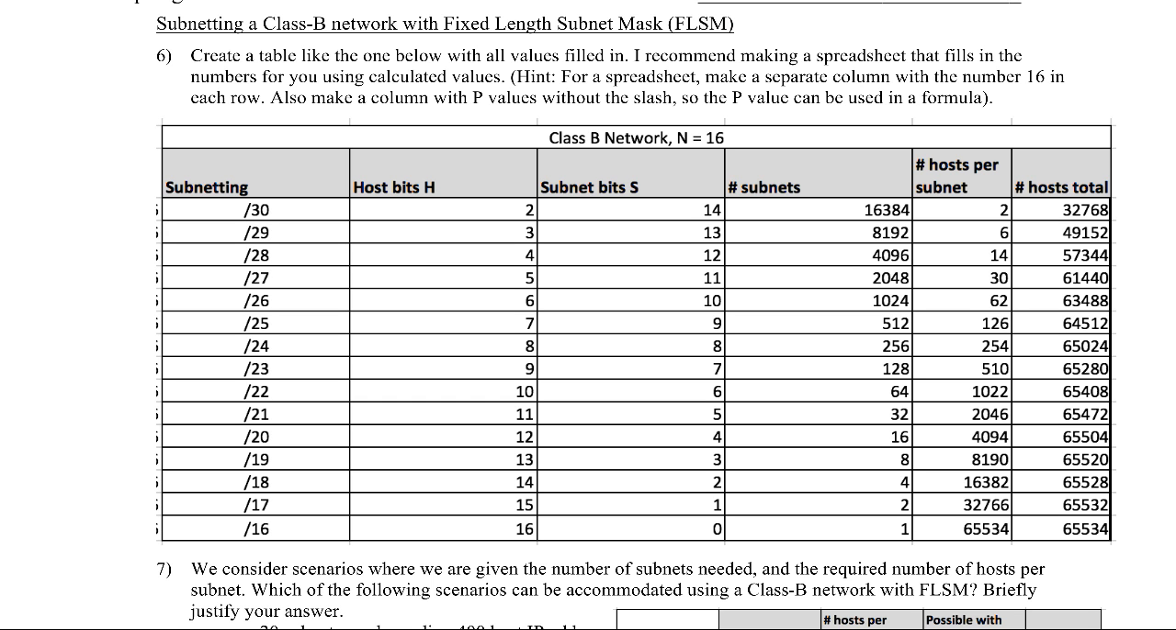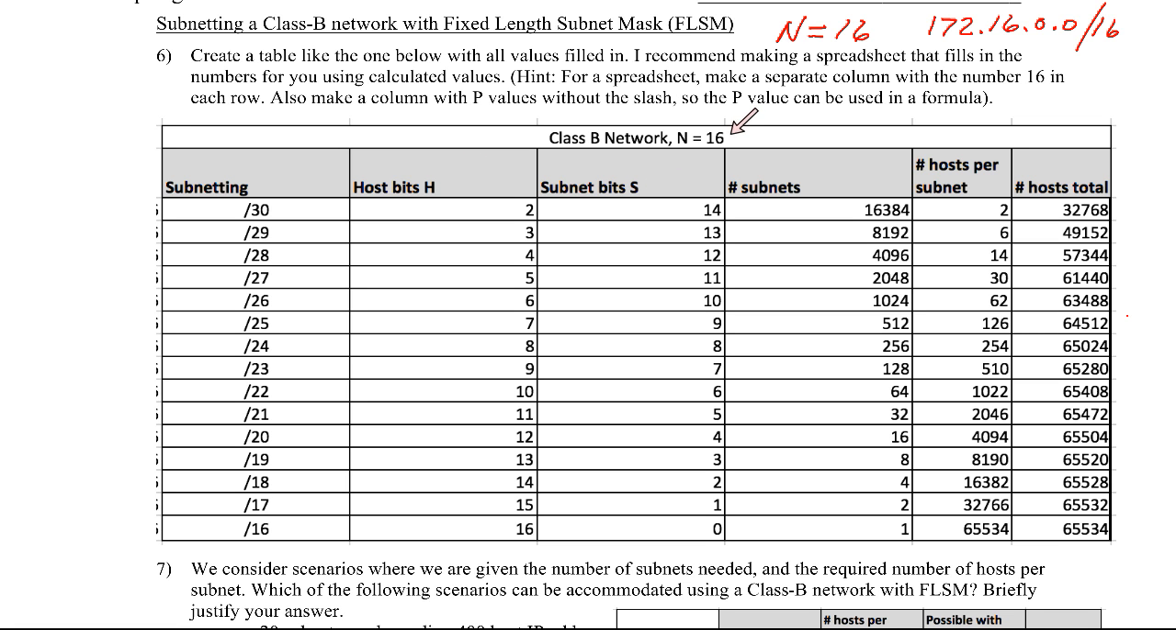And with a Class B, we've got n equals 16. So we have the first two octets fixed, and we've got two octets to play with here. It gets a little bit more complicated than when we had a Class C with only one octet at the end to play around with. In any case, with n equals 16, we might have something like a 172.16.0.0/16 network, for example.